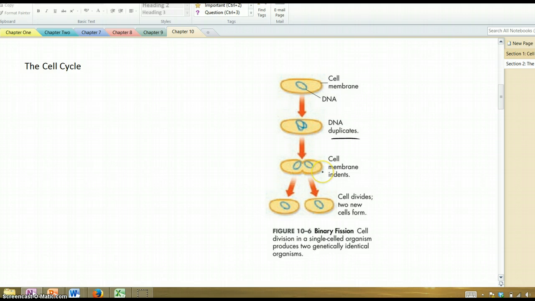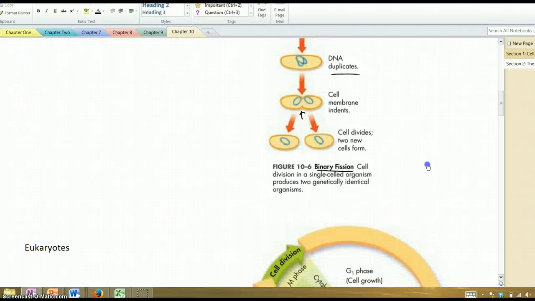And when prokaryotes divide, they go through what's called binary fission. They duplicate their chromosome. They have the two copies now, the two circular chromosomes, and the cell elongates, pinches off in the middle, and produces two new cells. This is a relatively simple process compared to what eukaryotes do. Eukaryotes do not do binary fission. Prokaryotes, bacteria, do binary fission.